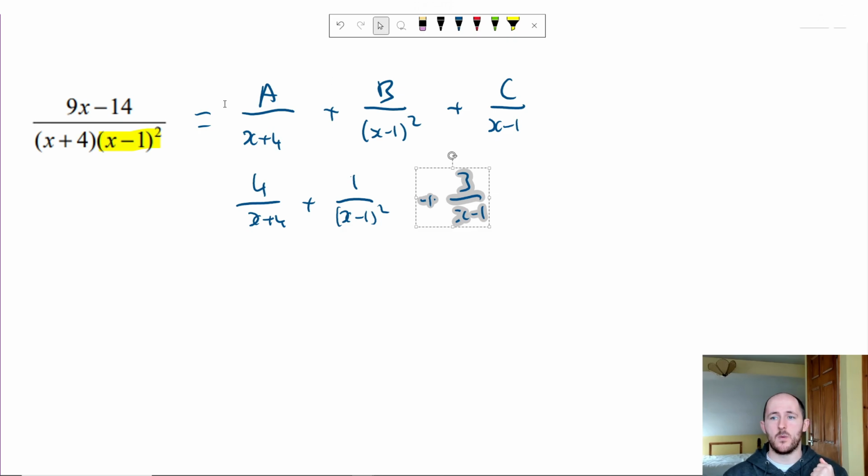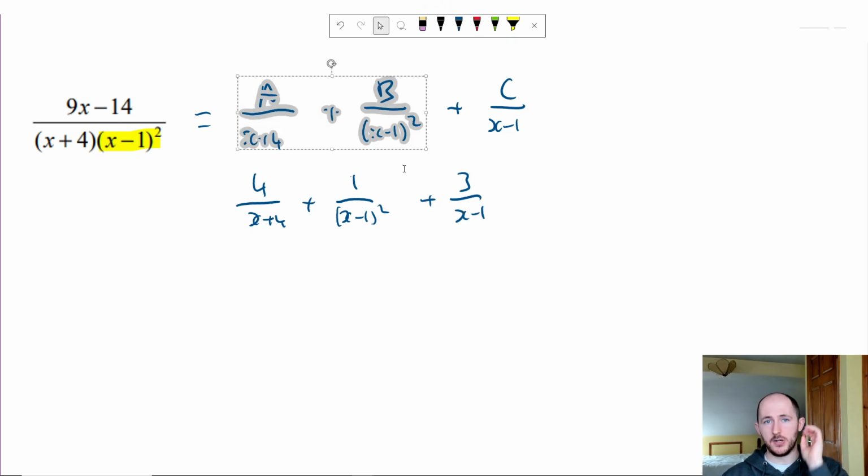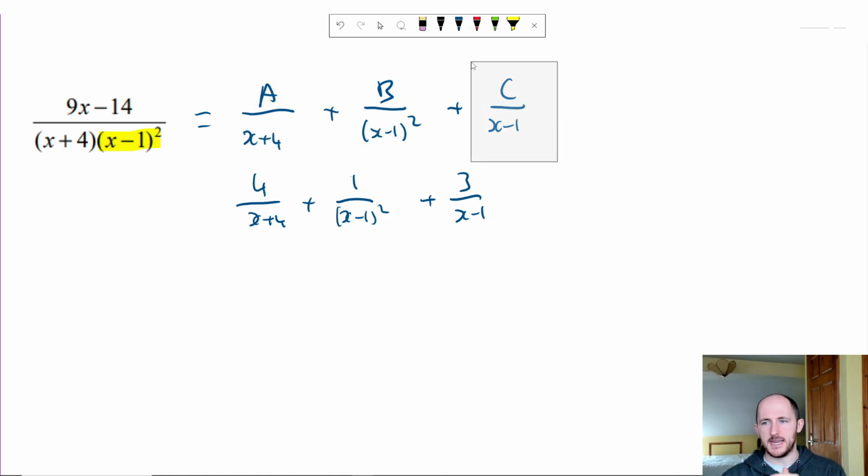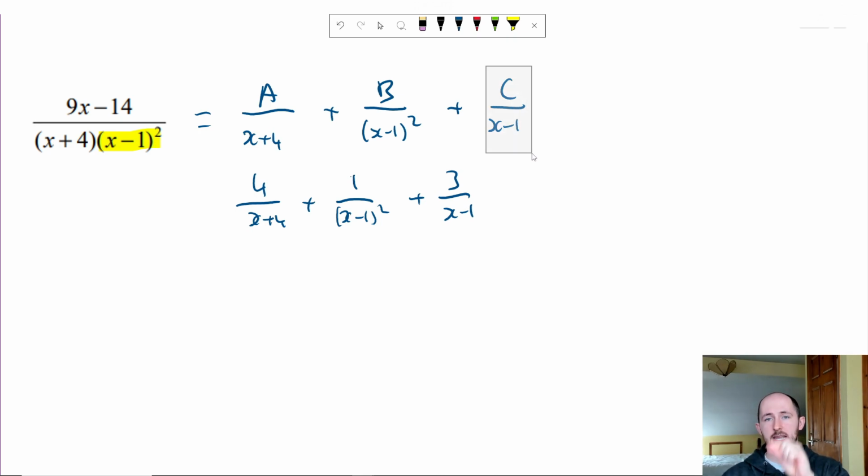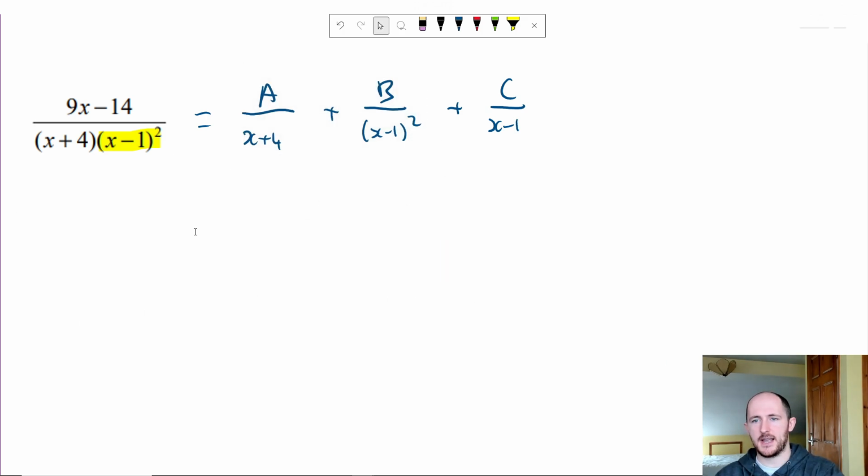And the good news is, when we do our process, we will find out if c is equal to 0 or not. So just to be clear, a and b will always be non-zero integers. Actually, not integers, non-zero numbers. But c can be 0. As I've just proven to you, if I get rid of this, this adds to give a denominator of x plus 4, x minus 1 squared. But so does this, where we have another fraction of x minus 1. So you have to include this because c might be 0 or it might not be, whereas a and b will not be 0. So let's get to it.